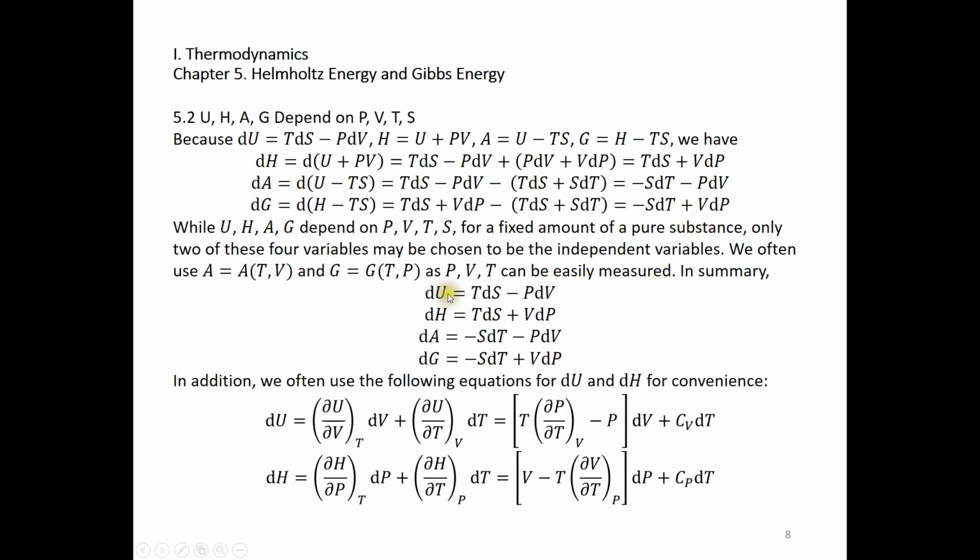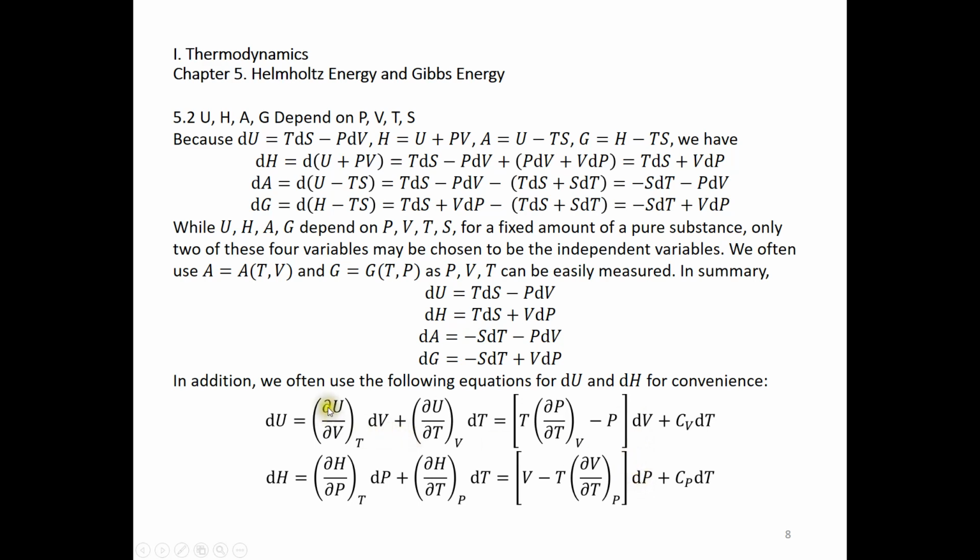So in summary, we have these four exact differentials. It is often more convenient to write U as a function of S and V, H as a function of S and P, A as a function of T and V, and G as a function of T and P. In addition, we use these two equations for U and H. It's also very convenient to express U as a function of V and T and H as a function of P and T. Again, one reason is it's easy to measure the change of temperature, volume, and pressure.